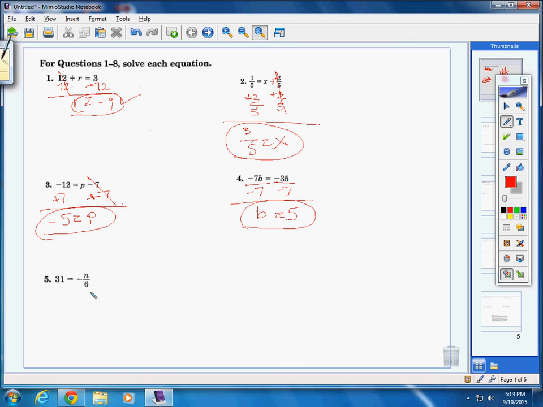Lastly, number 5, folks. If we want to eliminate this denominator here, this is division, n divided by 6, or -n divided by 6. If we want to eliminate that denominator, we must multiply by 6. However, this is a negative fraction, so I'd rather multiply by a negative number so that that negative sign goes away. So I'm going to multiply both sides by -6.